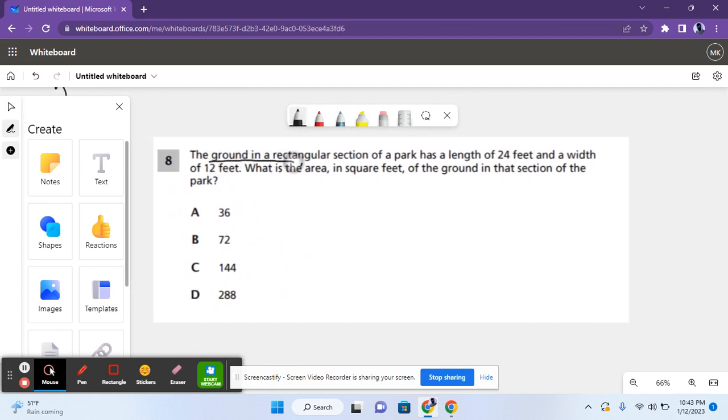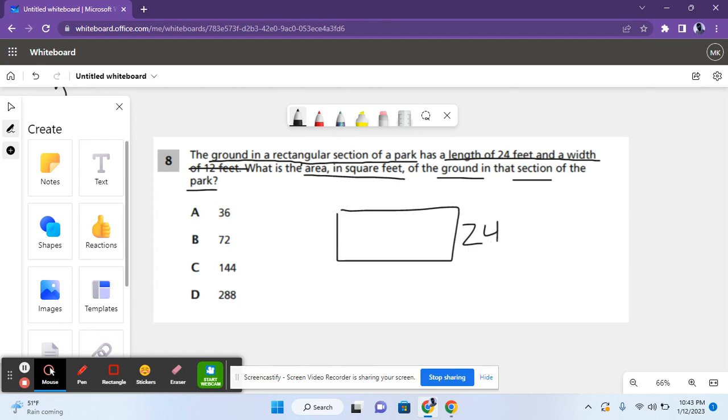The ground in a rectangular section of the park has a length of 24 feet and a width of 12 feet. What is the area in square feet of the ground in that section of the park? So there's a rectangular section with a 24 feet length and a 12 feet width. For the area of a rectangle, you have to use the formula area equals length times width. So multiply 12 and 24 together to get the answer.